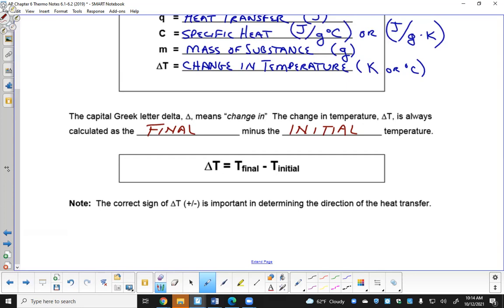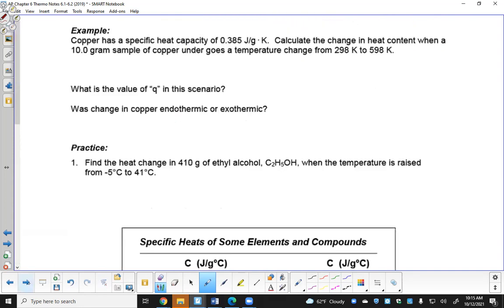Because we know in thermodynamics, the sign, positive or negative sign, which would be flip-flopped if you turn them around, is pretty important in determining the direction of the heat transfer. So we'll pay attention to that as we look at examples. Start out with a pretty simple couple of problems.